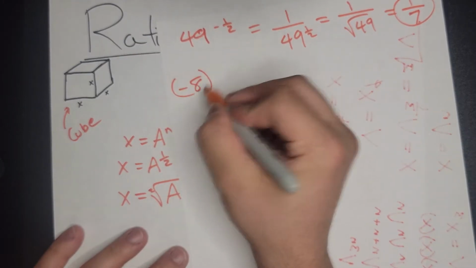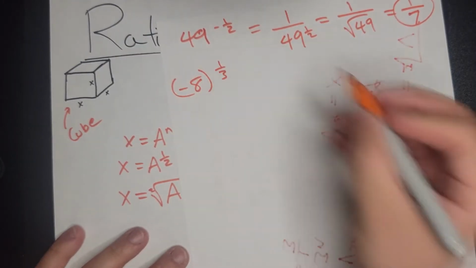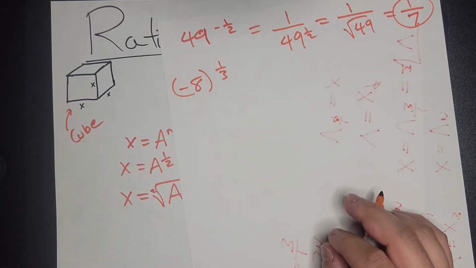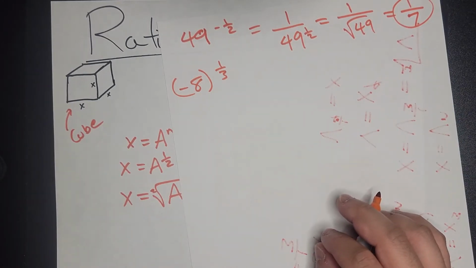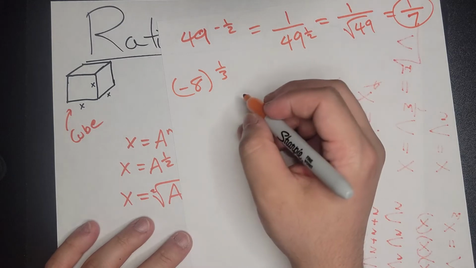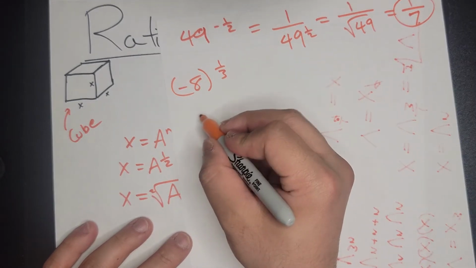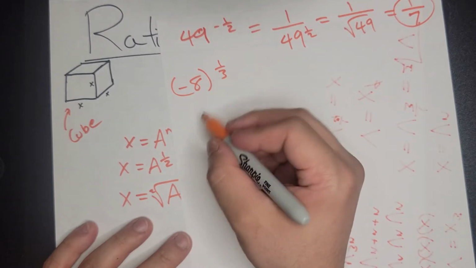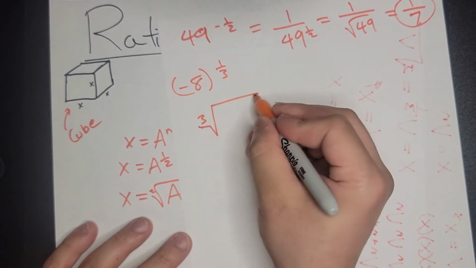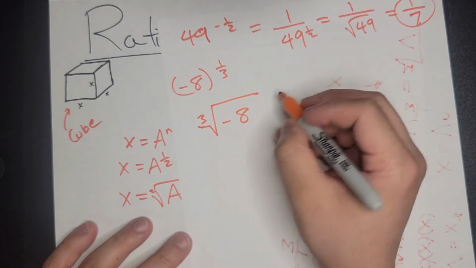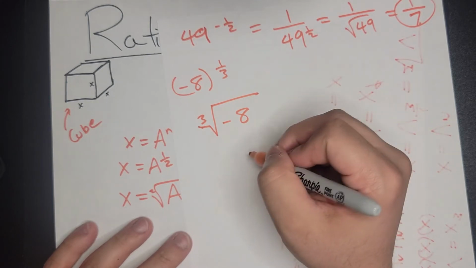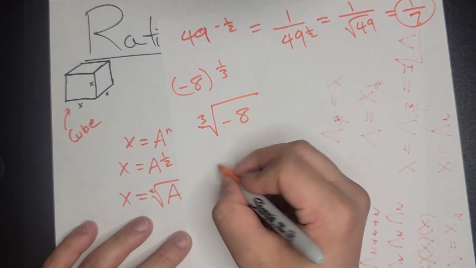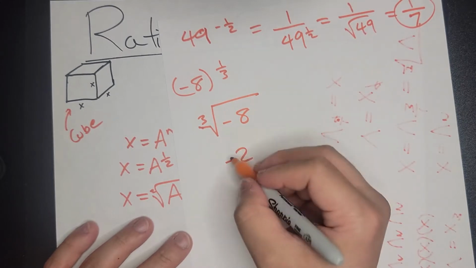Negative 8 to the power of 1 over 3. You remember how to do that. We have 1 over 3, which is the same as our cube root. And we know that we're going to end up with negative 2.